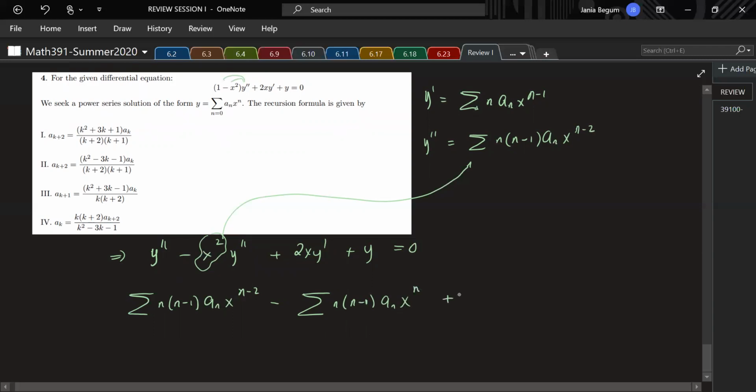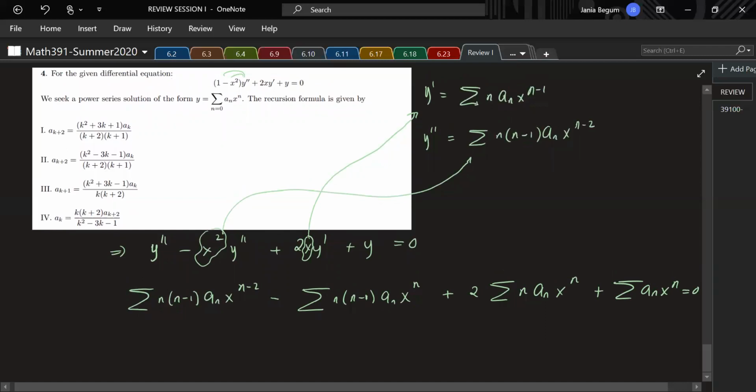Let me know if you have questions on that. And then for the third one, I'm going to push x inside the first derivative to simplify that power. So you'll have 2 times the sum n times a n x to the n, because minus 1 and x will cancel out. Plus y, that's just the sum a n x to the n equals 0. So this is pretty nice, right? You're welcome. It's a really nice summation that I gave you.